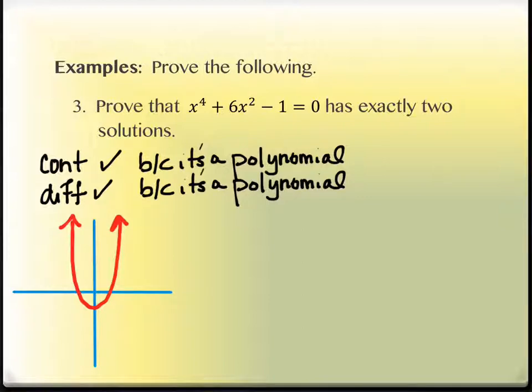Okay. So how many solutions does it look like it has? Solutions being where it crosses the x-axis: 2. So this appears to have 2 solutions.